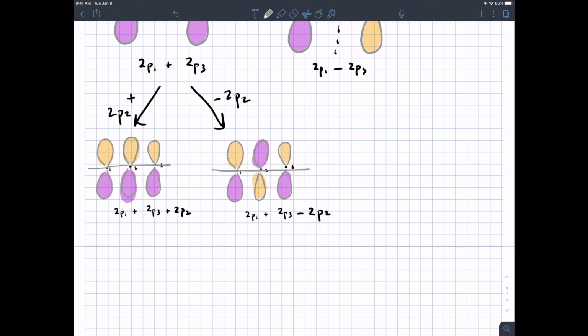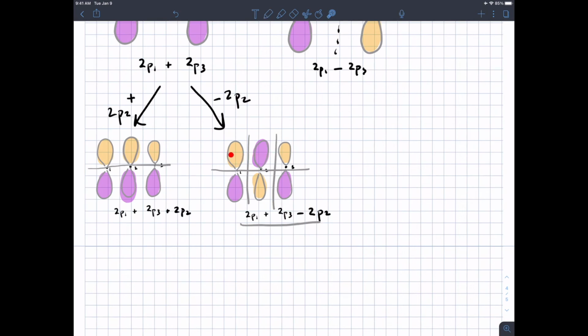but some of them have other nodes. There's a node every place the phase switches. How many nodes does this orbital have? Okay, it's got one horizontal one and then 2 vertical ones.